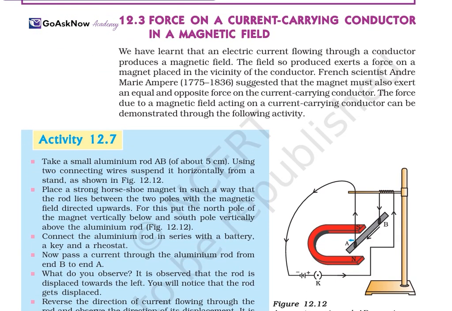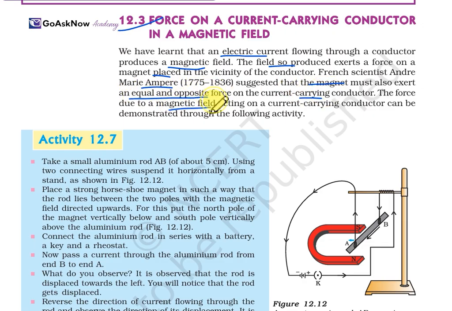Now, force on a current-carrying conductor in a magnetic field. How will a force act on a current-carrying conductor in a magnetic field? We have learned that electric current flowing through a conductor produces a magnetic field. Now the field so produced exerts a force on a magnet placed in the vicinity of the conductor. The French scientist Andre Marie Ampere suggested that the magnet must exert an equal and opposite force on the current-carrying conductor.